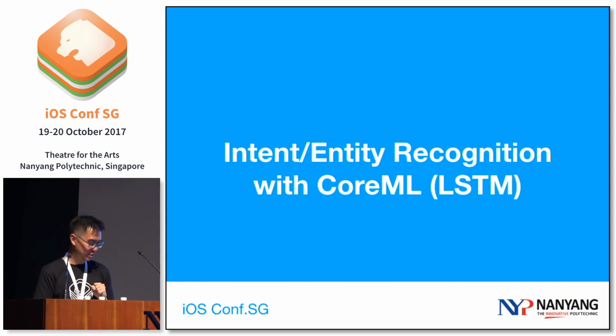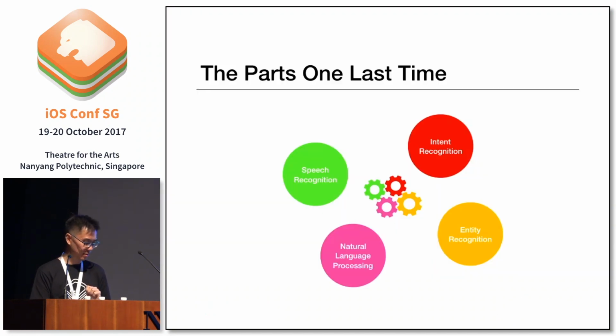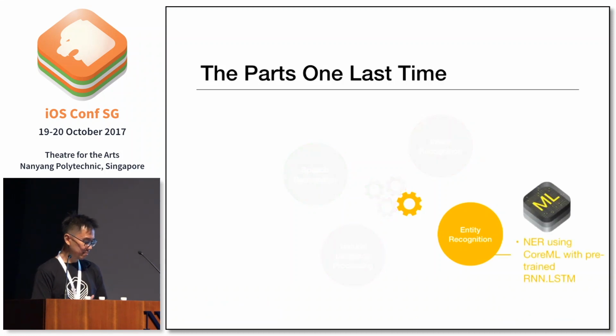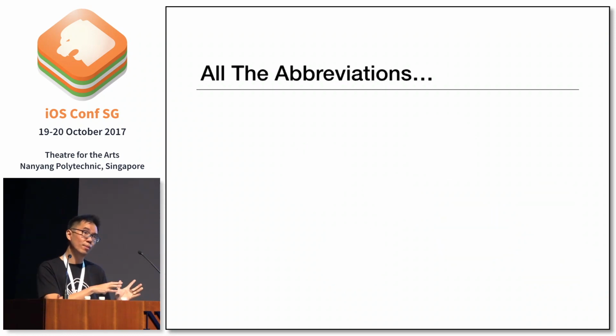This brings us to the last part in your grand scheme of things, which is entity recognition. We can still use CoreML to do entity recognition, but this time using a different neural network called RNN/LSTM. Anybody know what that means? No? Recurrent neural network, right? Yes, very good. This is where things get a little bit interesting. It works a little differently from the multi-layer perceptron that we saw just now.